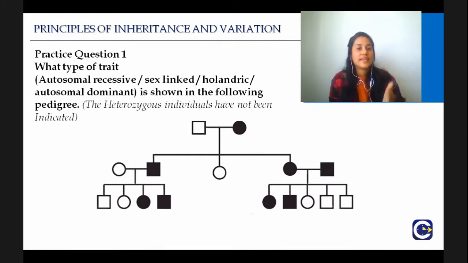So, autosomal recessive, sex-linked, holandric, autosomal dominant. What you have to check is if there is any crisscross pattern, you have to check skipping of generation, and you have to check if the progeny is skewed. For pedigree analysis, you have to do a lot of practice. But right now, try to see, first of all, if there is skipping of generation. Yes, it is recessive. No, it is dominant. Then see if it is crisscross pattern.